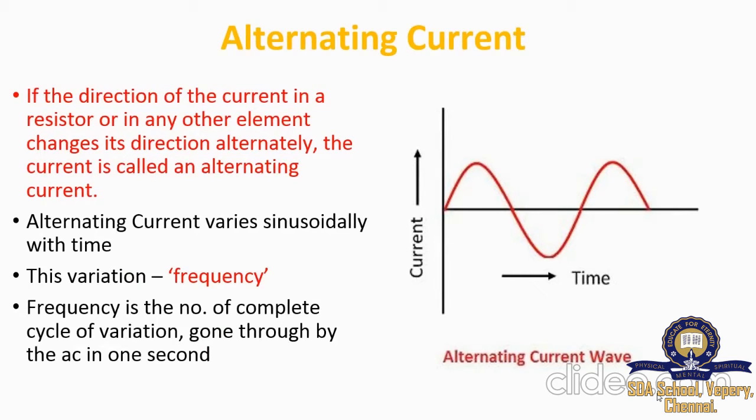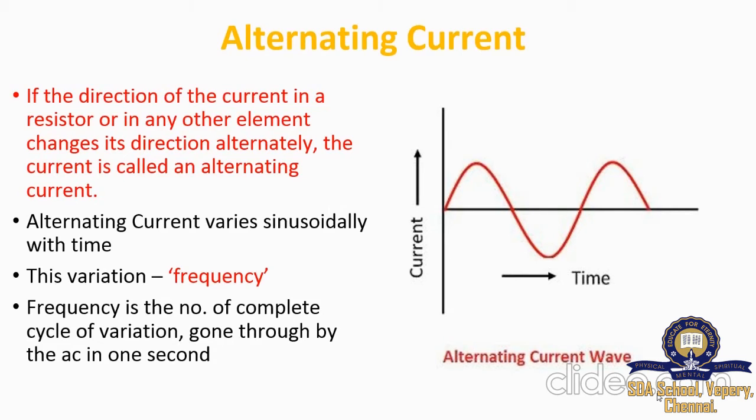The current varies in this type of current. So if the direction of the current in a resistor or in any other element changes its direction alternately, the current is called an alternating current. The alternating current varies sinusoidally with time. So this wave in this graph, it is a wavy graph, right? So this wave is a sinusoidal wave. Therefore, alternating current varies sinusoidally with time.